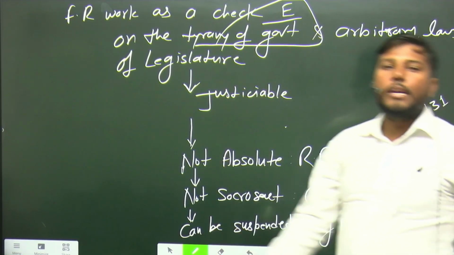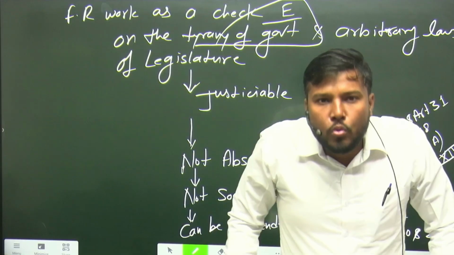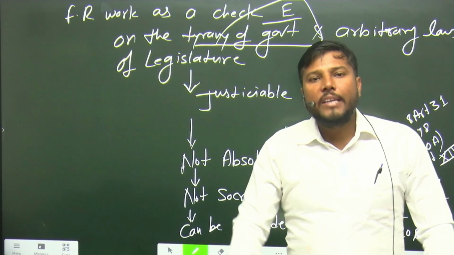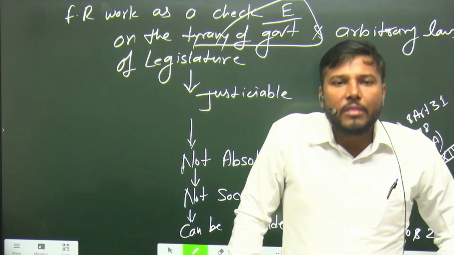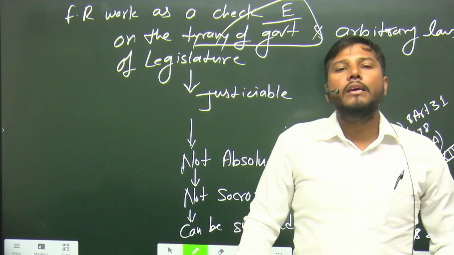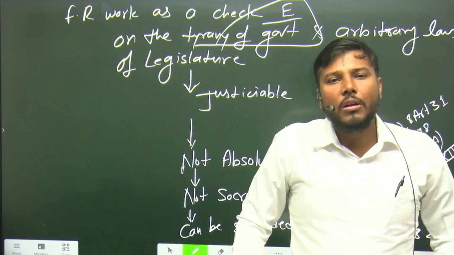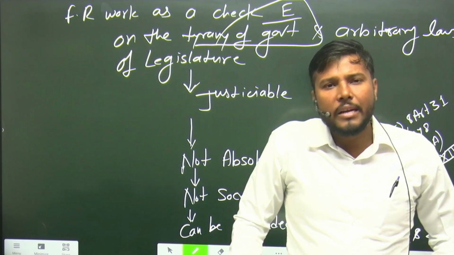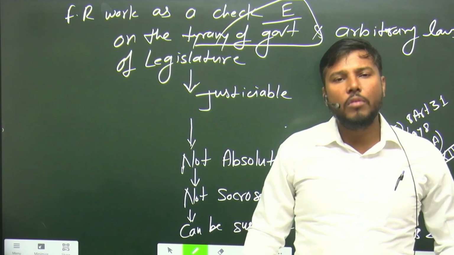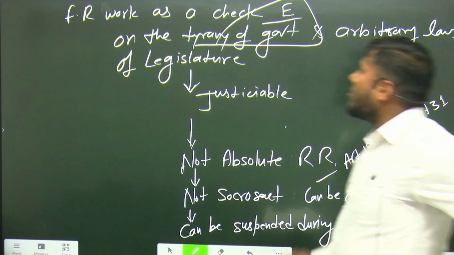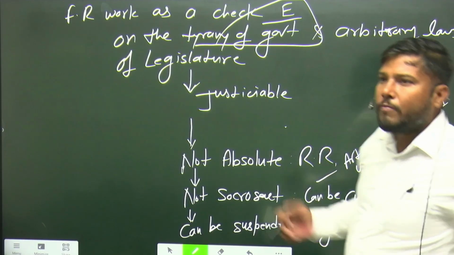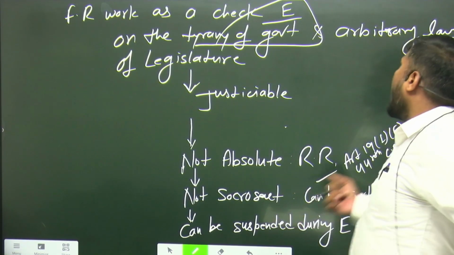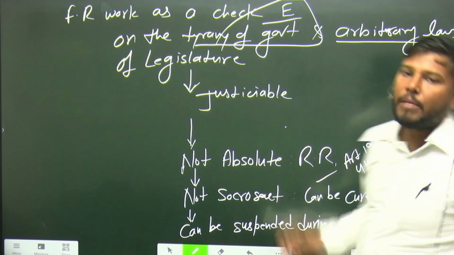Whatever the executive wants to do, the executive is free to do, right? And along with the executive, the legislature also, provided they should not play with the fundamental rights. As long as the executive and legislature are not hampering the fundamental rights, or violating the people's fundamental rights, they are free to operate, they are free to enact the laws, right? So fundamental rights work as a kind of check or control on the tyranny of the executive or the government in general, and on the arbitrary laws made by the legislature, right?